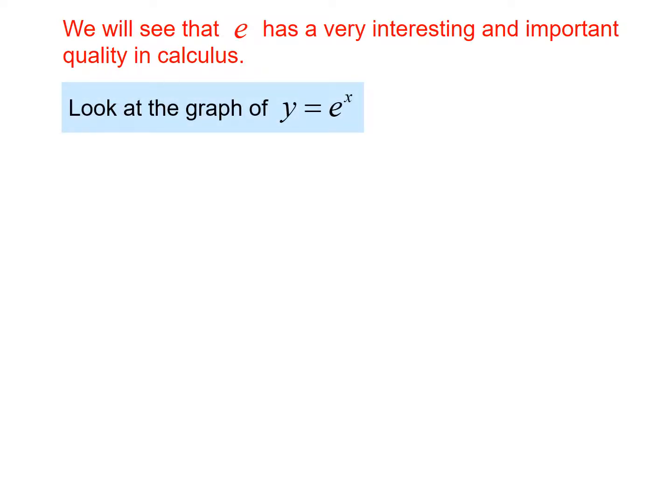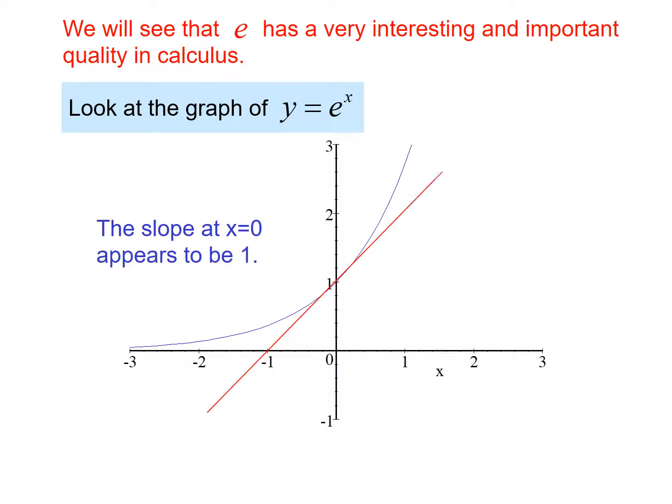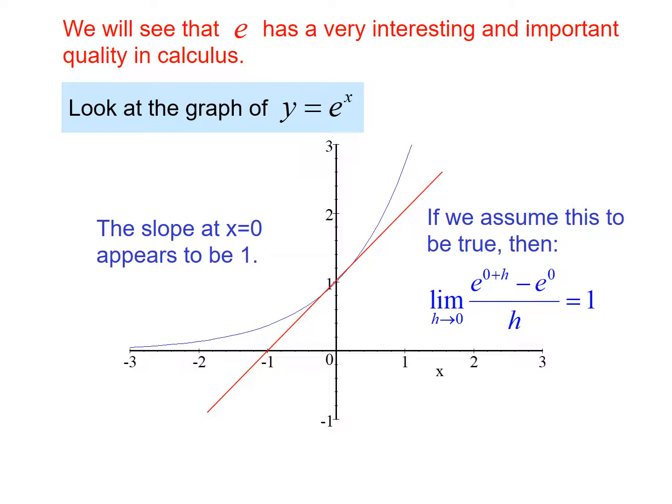So if we look at the graph of y equals e to the power of x, at that point 0, it appears that the slope is about 1. It turns out that it is exactly 1. So we're going to make that assumption. And using our definition of derivative, limit as h goes to 0, that's e to the power of 0 plus h minus e to the power of 0 over h. If we've made this assumption that that slope is 1, then that limit equals 1. So we're going to bring that back in here in a few more steps.